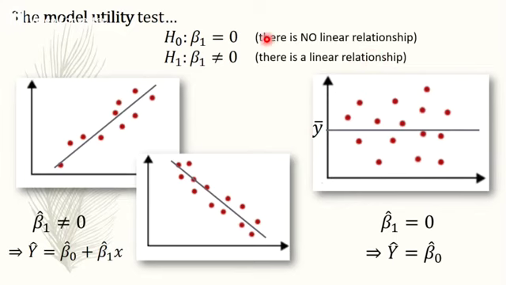So you could be asked to do this hypothesis test, but instead of stating, test whether beta 1 is equal to 0, I could say test whether there is a linear relationship between x and y, and it's just another way of asking for this hypothesis test.